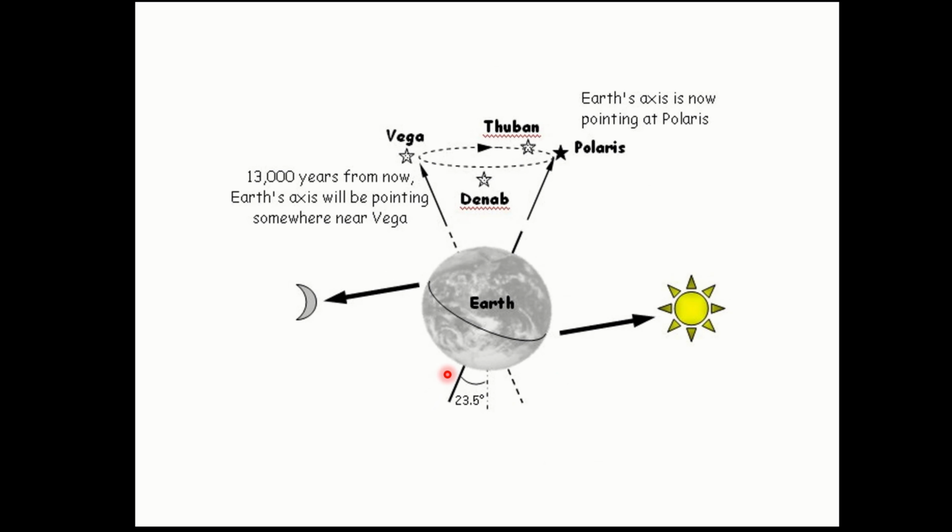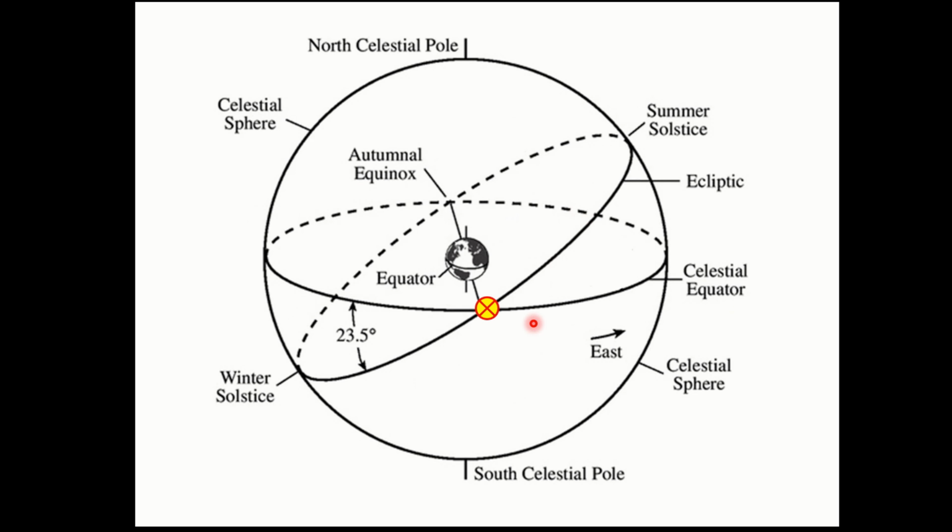But in actual fact, the earth, though it's tilted at an angle of 23.5 degrees, is also wobbling, and in 13,000 years from now, the Earth's axis will be pointing somewhere near the Vega star. Currently it's pointing at Polaris, and later on it will point towards Vega. So the Earth is also wobbling. Because of this, as explained before, we have the current vernal equinox, the sun's entry into the Aries sign.